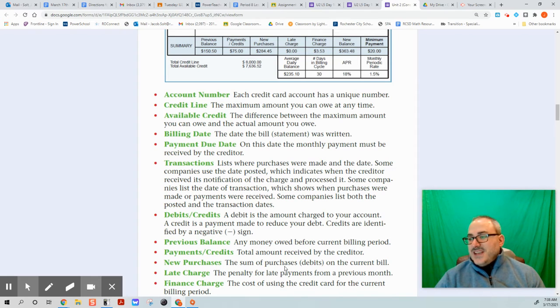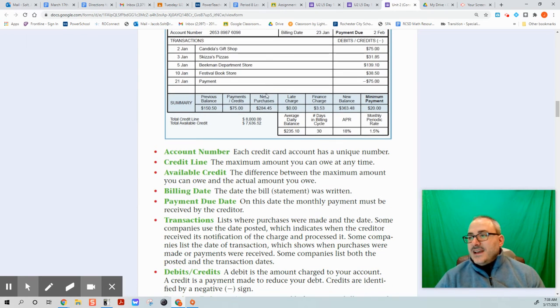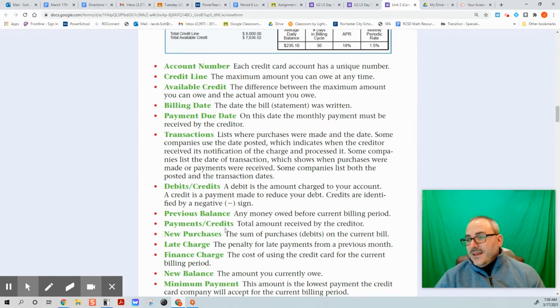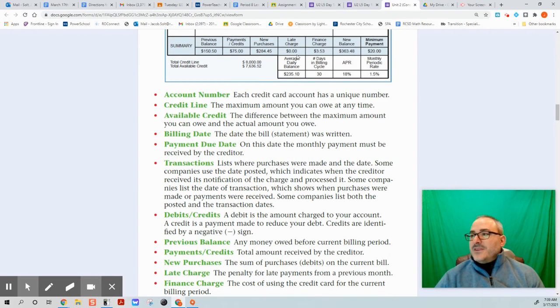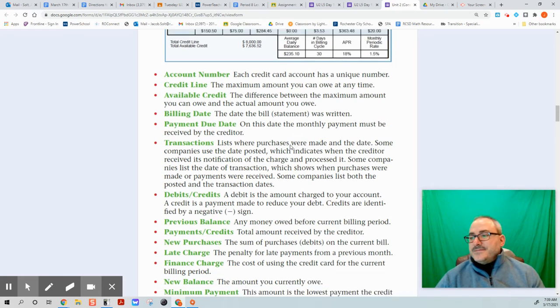New purchases is the sum of purchases, debits on the current bill, right? There's the new purchases, $284.45. How'd they get this number of new purchases? They added up all these charges that she made here. If you add up 75 plus 31.85 plus 139.10 and 38.50, if you add up all those, you will get $284.45. Late charge. There's a penalty for late payments from the current month. A late charge here is $0, which means she must have paid on time last month.